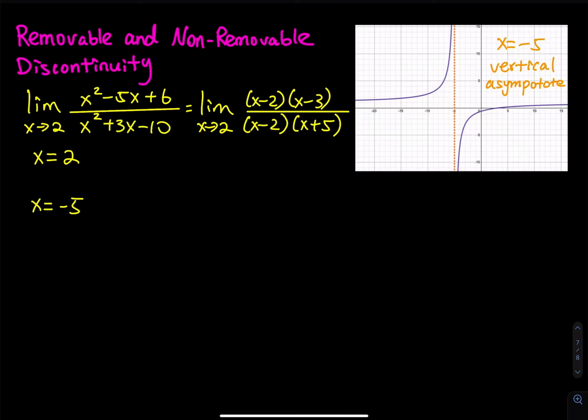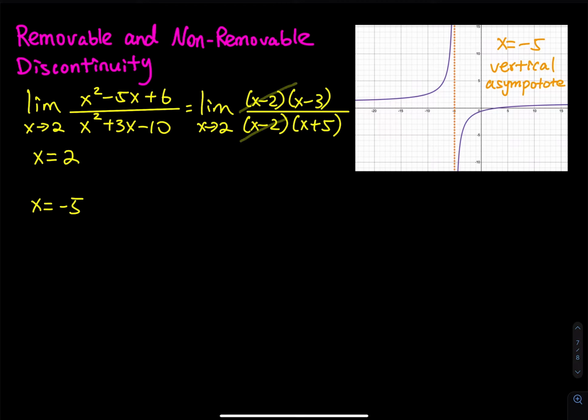Removable and non-removable discontinuity. Take a look at the limit I gave you. We have the limit as x approaches 2 of x squared minus 5x plus 6 over x squared plus 3x minus 10. First of all, I factor the top and bottom, and as you can see, there is a common factor, x minus 2. So the x minus 2 on the top and bottom can be cancelled, right?